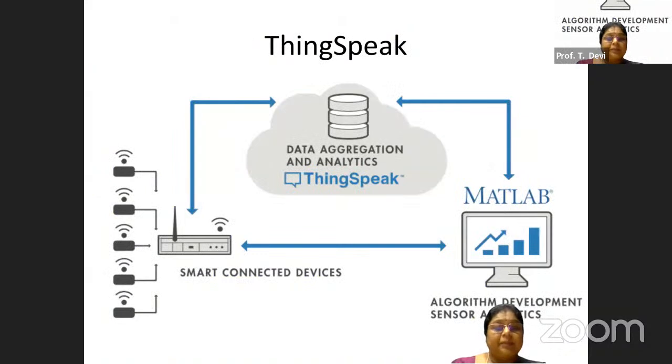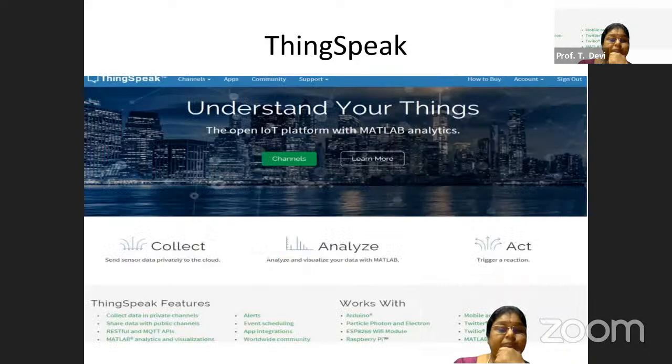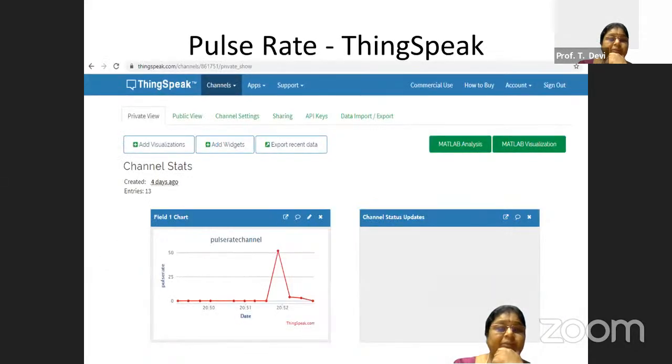ThingSpeak is a data aggregation and analytics platform. It is connected with smart devices, so it collects the sensor signals, and the sensor data will get analyzed using MATLAB. Collect, analyze, act on that.